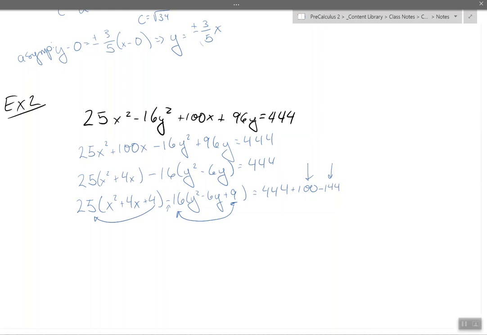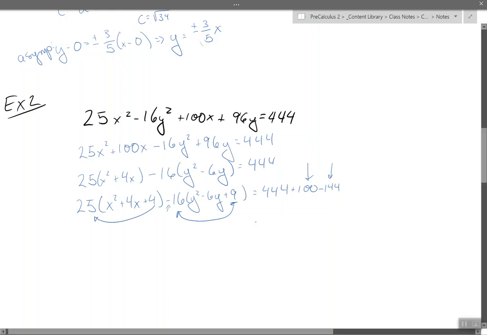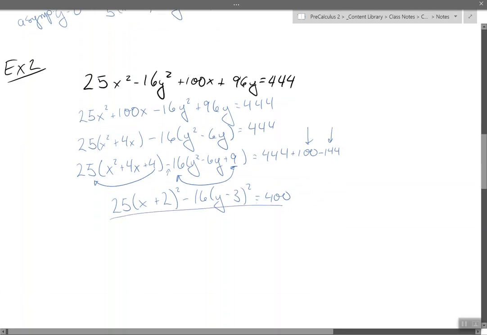Okay, so when we do that, now we get 400. Move that down just a hair. 400, and we have 25 x squared plus 2, so x plus 2, quantity squared, minus 16 y minus 3 quantity squared. And then just like ellipses, we are going to divide by this number on the right as our next step. So we're going to divide everything by 400.